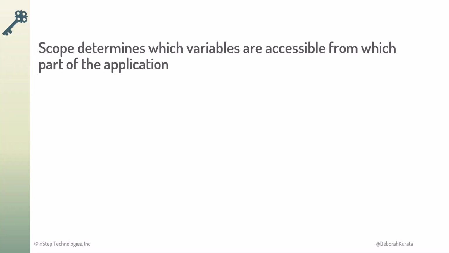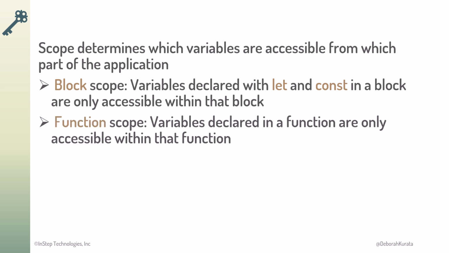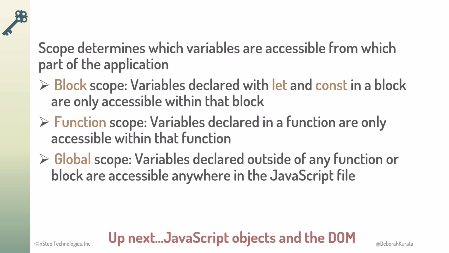So, scope determines which variables are accessible from which parts of the application. With block scope, variables declared with let and const in a block are only accessible within that block. With function scope, variables declared in a function are only accessible within that function. And with global scope, variables declared outside of a function or block are accessible anywhere in the JavaScript file. Let's talk about JavaScript objects and the DOM next.